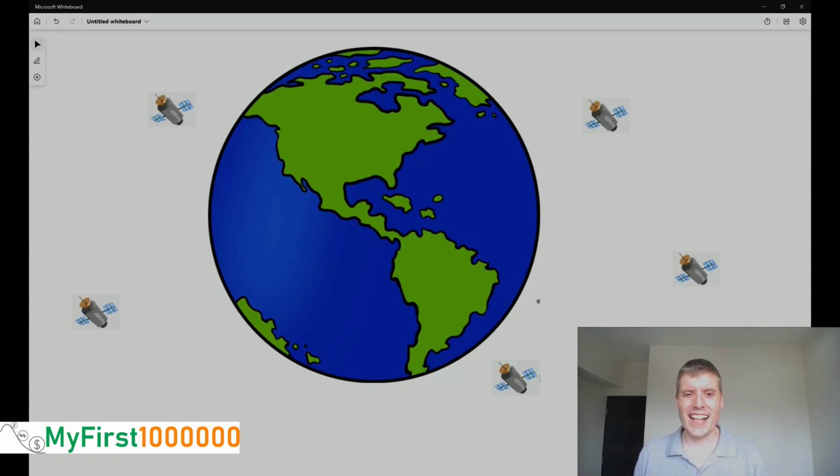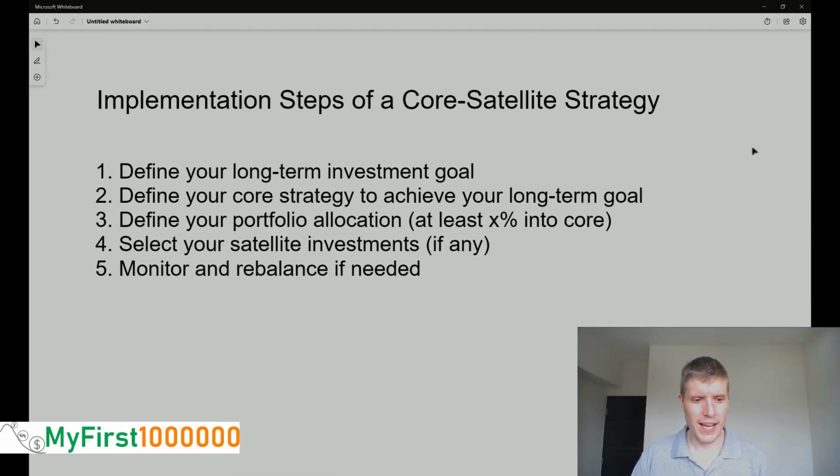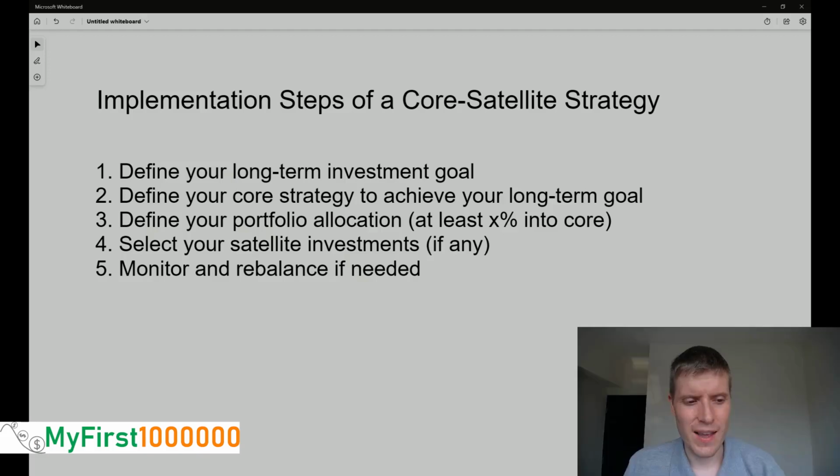So finally, let's take a look at how to implement a core satellite strategy. For this, let me scroll down to this overview. Here are the implementation steps of a core satellite strategy. Basically, we have 5 implementation steps. First, you really want to define your long-term investment goals. Once you have defined your long-term investment goals, you will build your core strategy around this long-term goal, which is just the second step already.